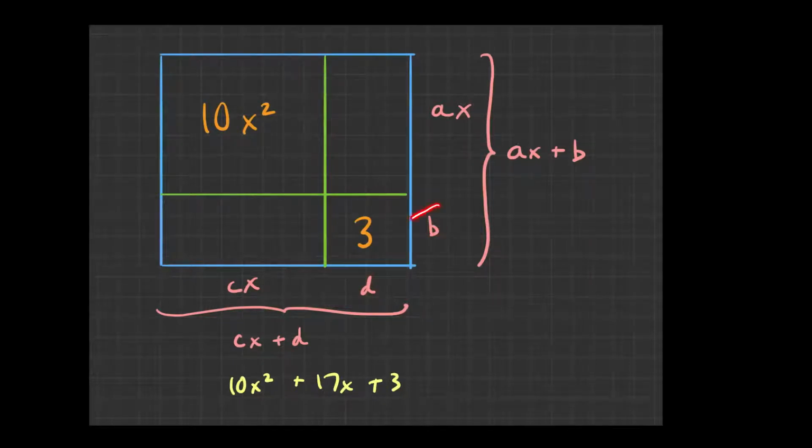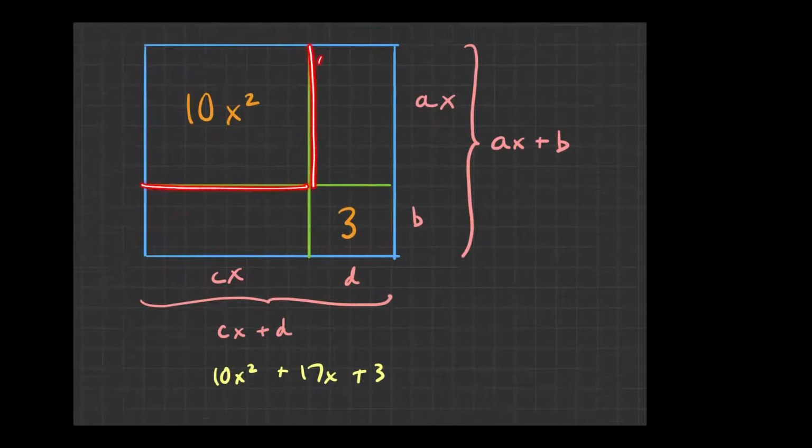So I know that b times d is equal to 3. And ax times cx, this times this is going to be 10x squared. So in other words, I know that c times a is 10 and b times d is equal to 3. Okay? So those are some of the first facts that I know. Now, whatever this is and this is, that's what remains to be found out. That's what we need to figure out next.